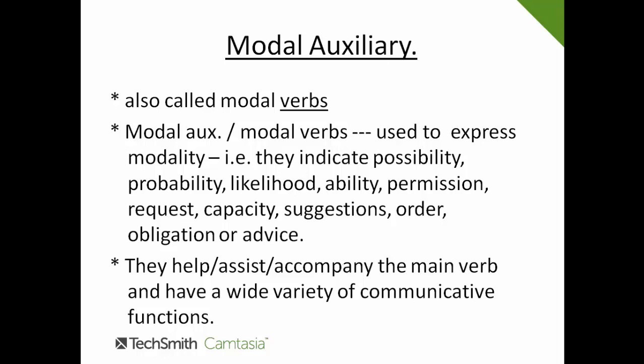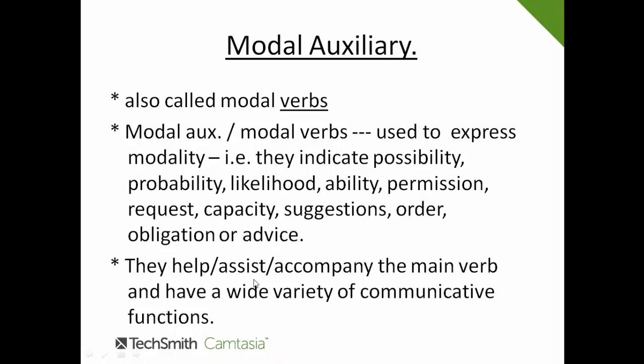Modal auxiliary. How do we define modal auxiliary? They are also called modal verbs. Why are they called verbs? Because, as we have seen in the earlier slides, they help the main verb. Modal verbs are used to express modality, that is, they express possibility, probability, likelihood, ability, permission, request, capacity, suggestions, order, obligation, or advice.